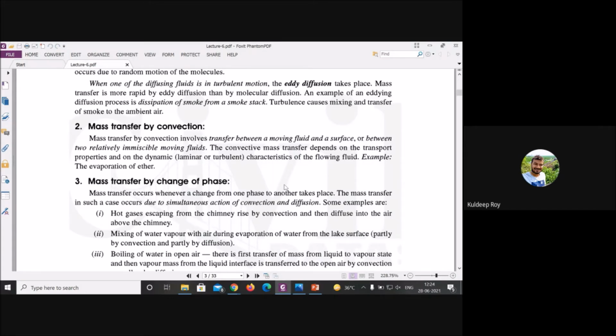Now first of all, to understand this phenomenon, how heat transfer or convective mass transfer is happening, you have to read a little bit about the difference between convection and diffusion. Okay, how will you differentiate?